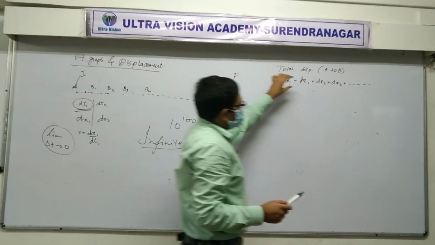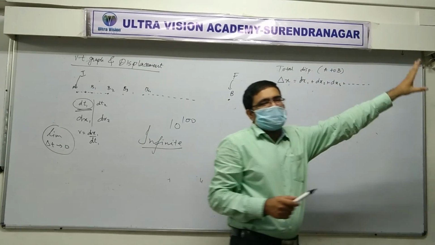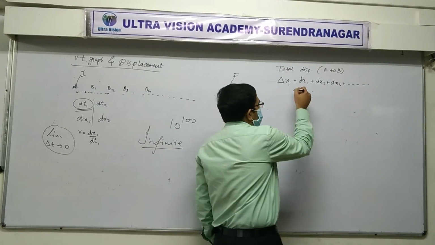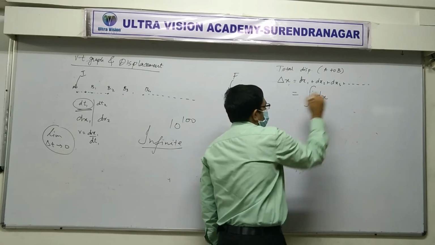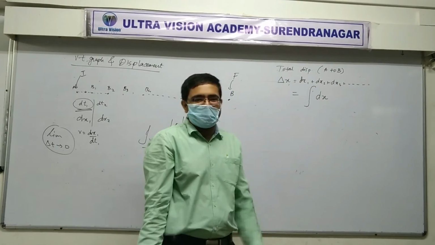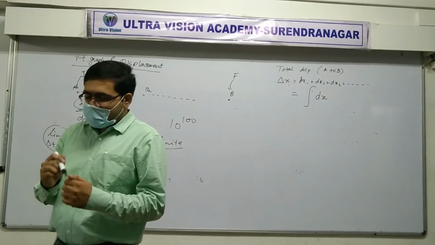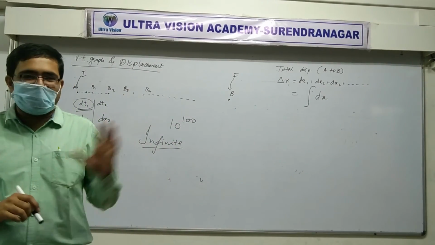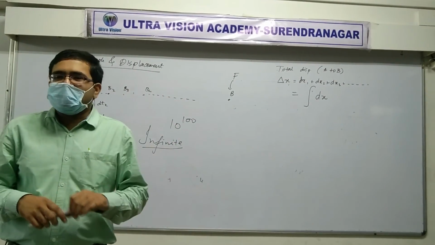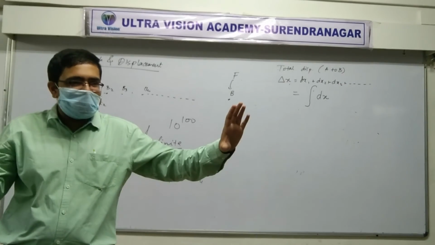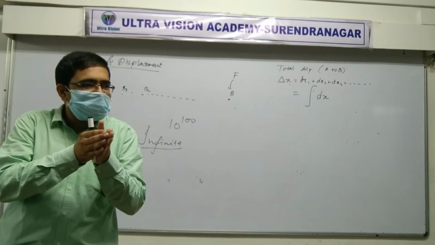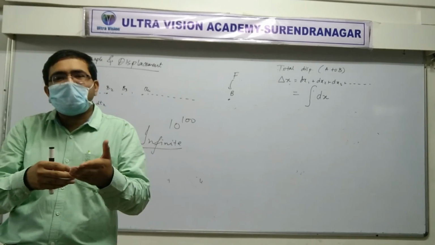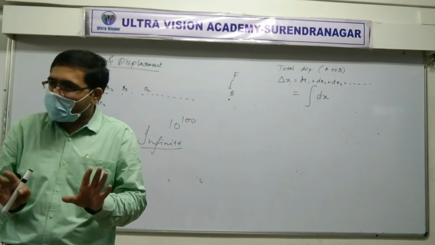Basically, adding such very tiny small parts, so many of them, is nothing but integration. This is what is called integration. So, what is the meaning of integration? That's where we are. Integration means you take something, you divide it into very tiny parts, and you add it. Integration is basically addition.